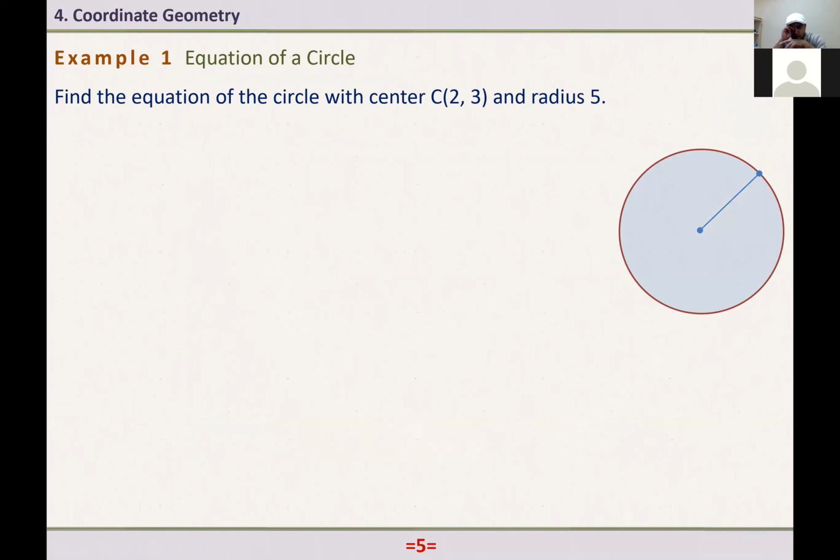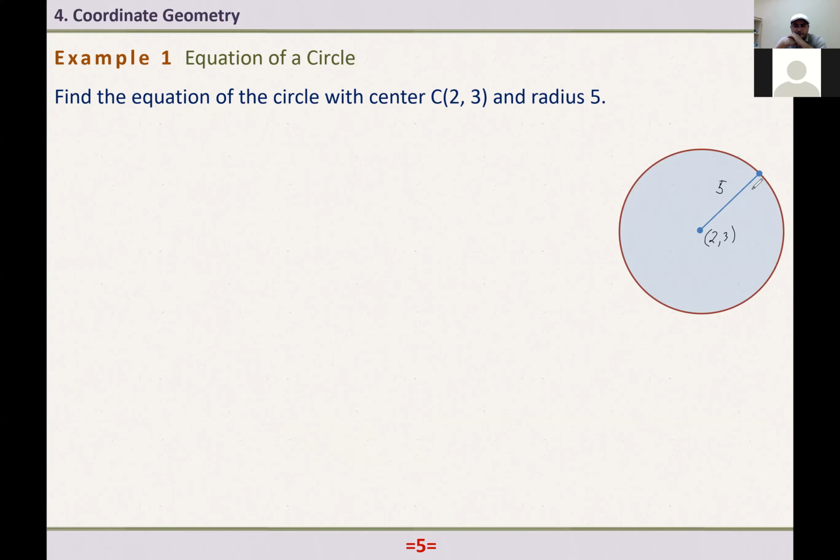Here you don't have to go into details, but just write the equation in the form x minus something squared plus y minus something squared equals radius squared. That much is enough. So find the equation of the circle with center 2, 3, and radius 5. Quickly, what you have to write first is that formula. Of course, we don't have to memorize, but if you know how things are connected, it helps you solve the problems faster. So the center is 2, 3, and the radius is 5.